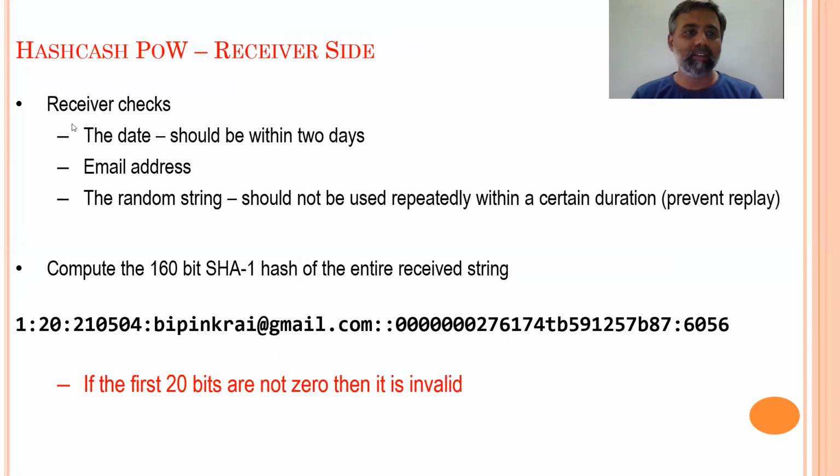At the receiver side, the receiver will check the date. Suppose we say within 2 days it is allowed. The email address gives the resource from where he is receiving. The random string should not be used repeatedly within a certain duration, to avoid replay. And compute the 160-bit SHA1 hash of the entire received string. If the first 20 bits are not 0, then he will simply be under the impression that it is invalid.